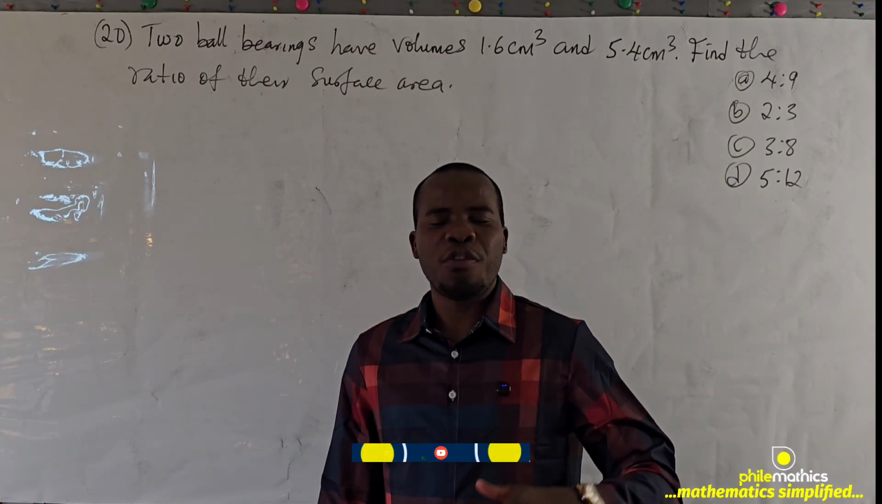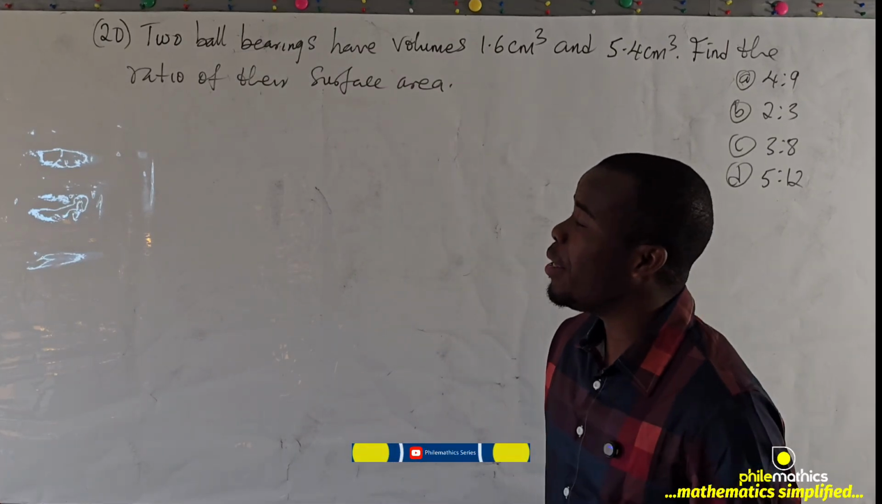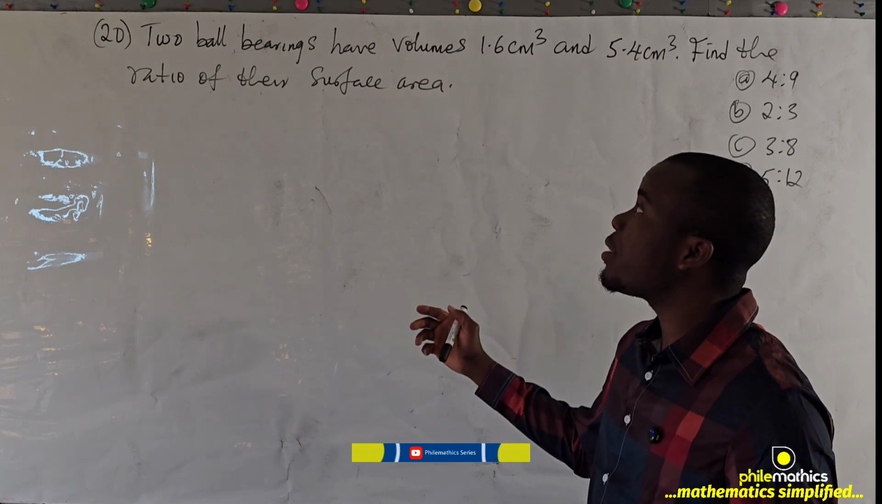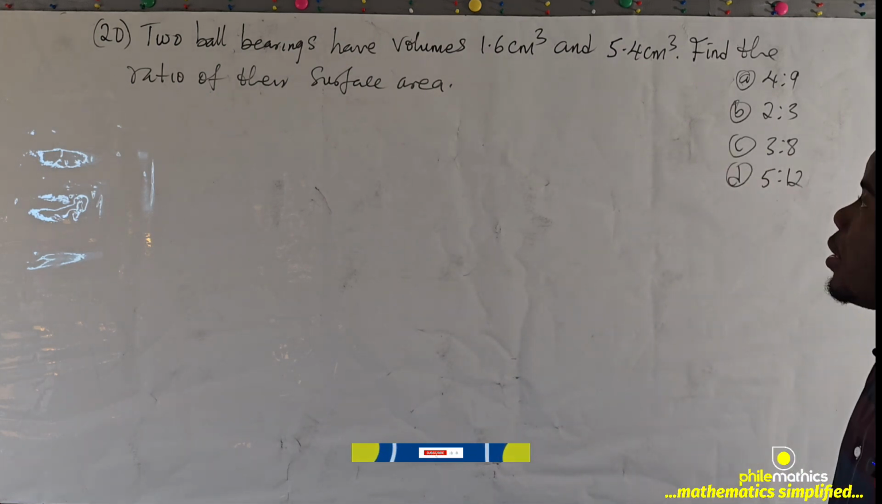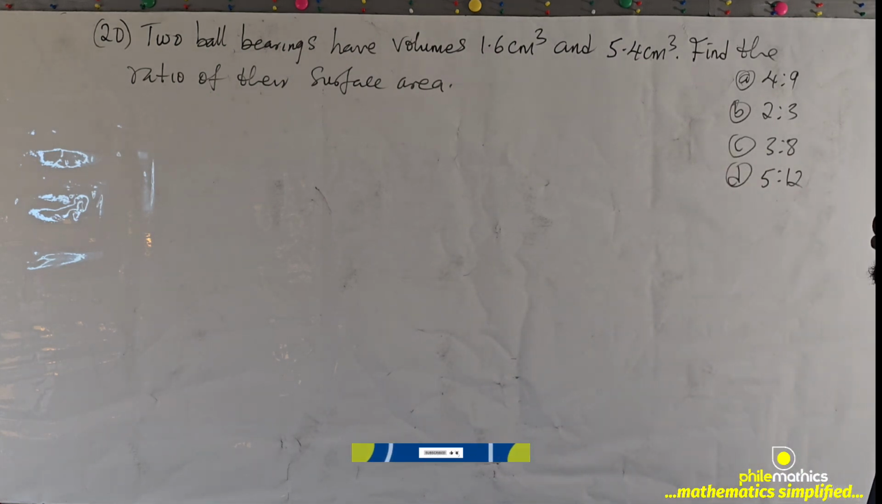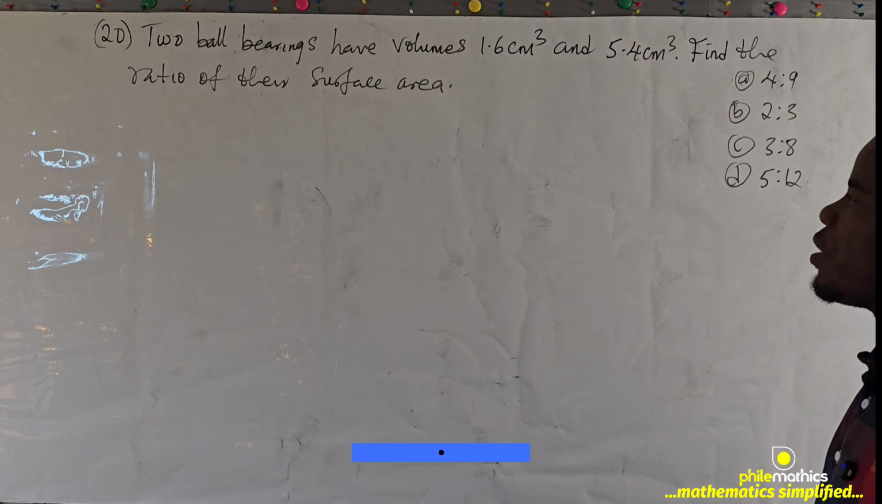Question 20 of WAEC 2025 OBJ Math says, two ball bearings have volumes 1.6 cm³ and 5.4 cm³. Find the ratio of their surface area.